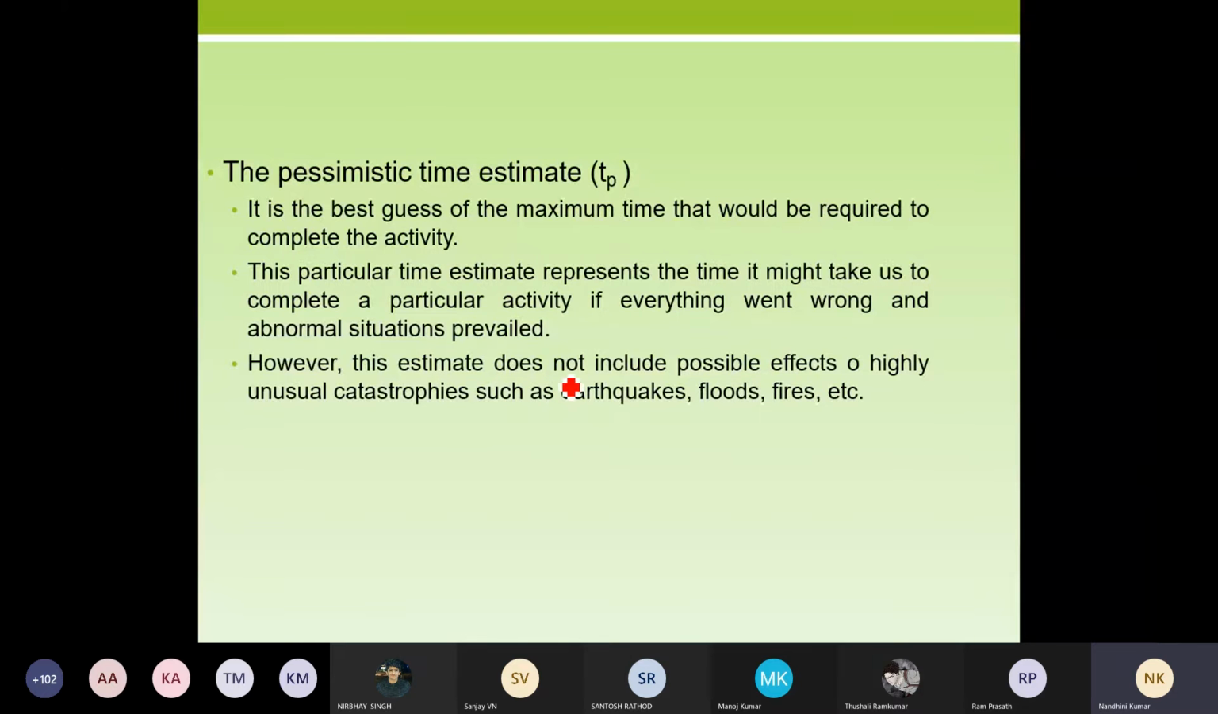However, that estimate does not include the possible effects of highly unusual catastrophes such as earthquakes and floods. These are natural calamities that we do not include. We give time only for man-made errors. Probably you will have some faults in your materials or equipment that you have to replace. You need some financial circulation, so you give some time for that, as well as for manpower. Maybe due to a shortage of manpower you will not be able to complete your task.